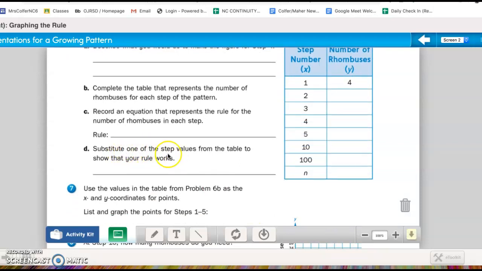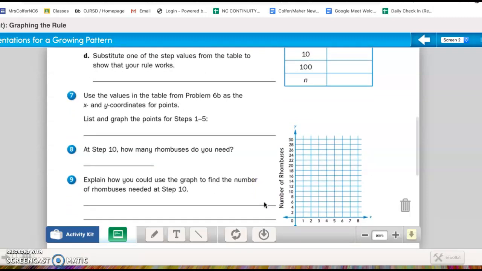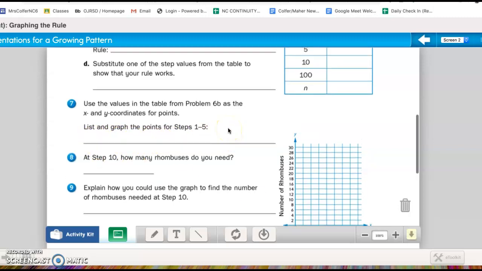D says substitute one of your step values from the table to show that your rule works. So you're going to take your rule, you're going to substitute one of your step numbers in there, and you should come out with your Y value that would match up with that X value. Number 7, use the values in the table from problem 6b as the X and Y coordinates for points. So just like you did on the previous page, you're then going to list that X and Y.